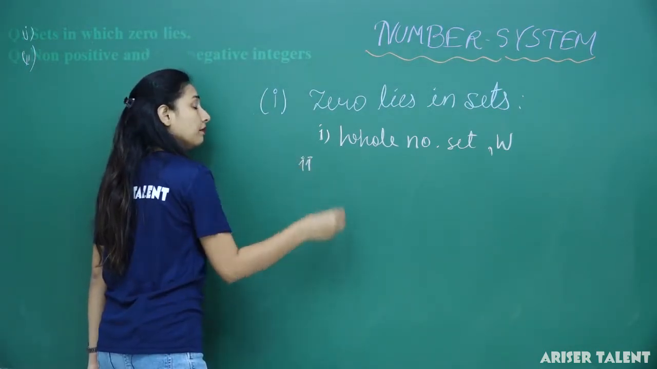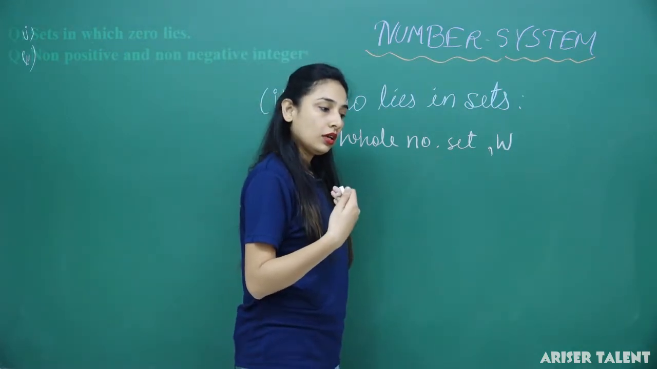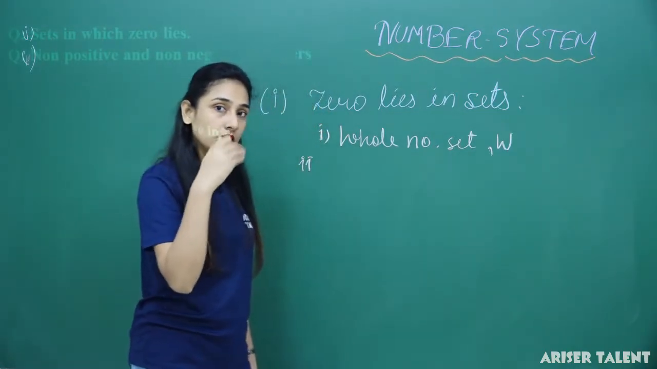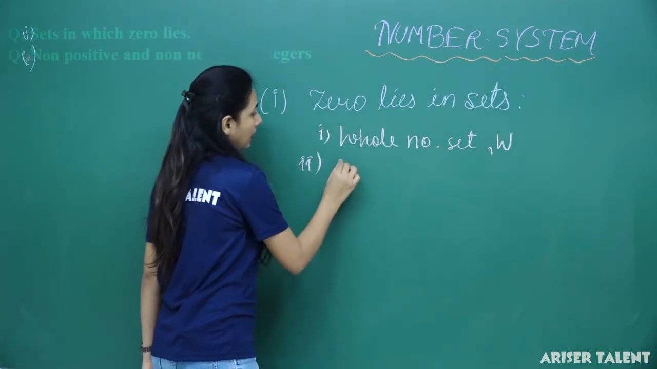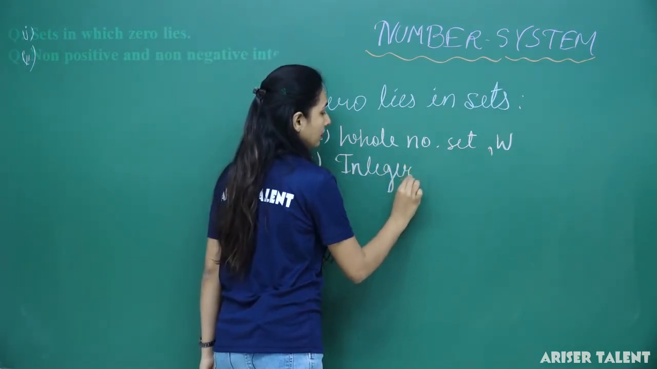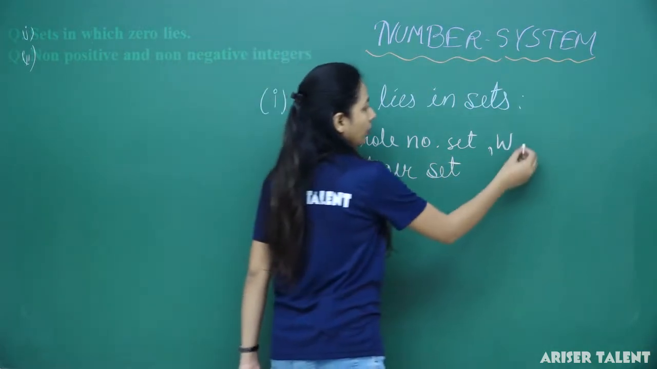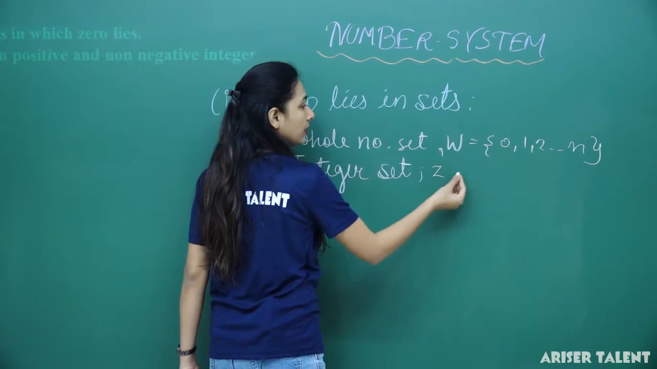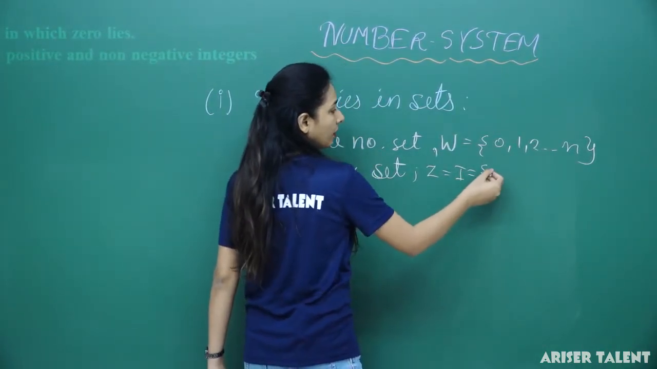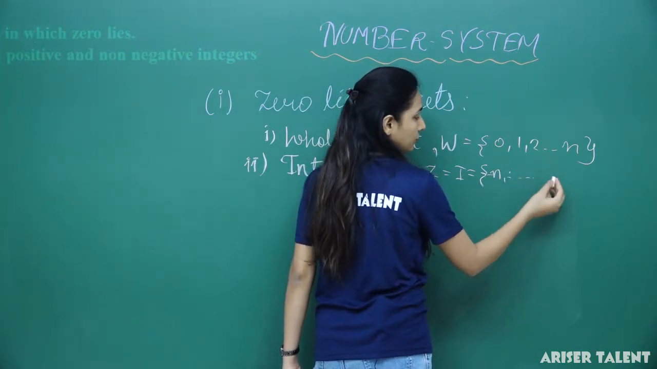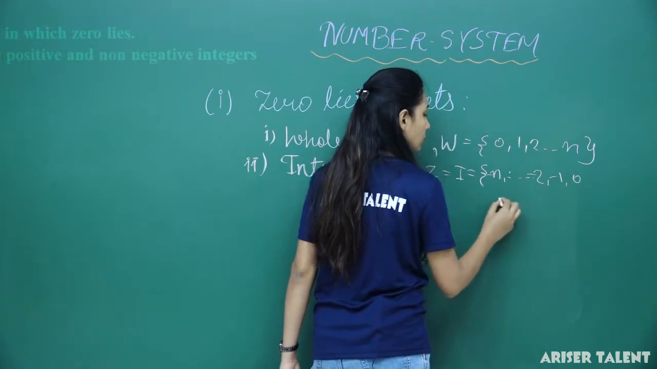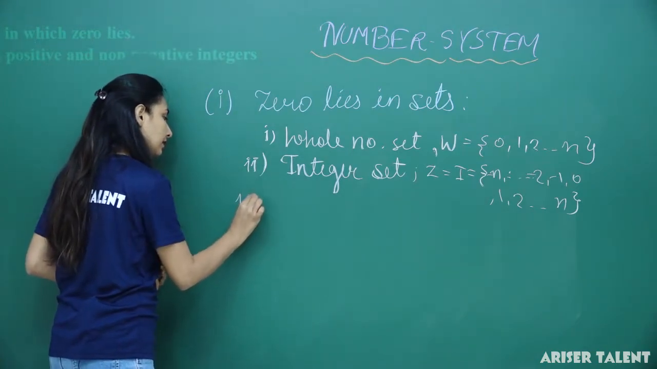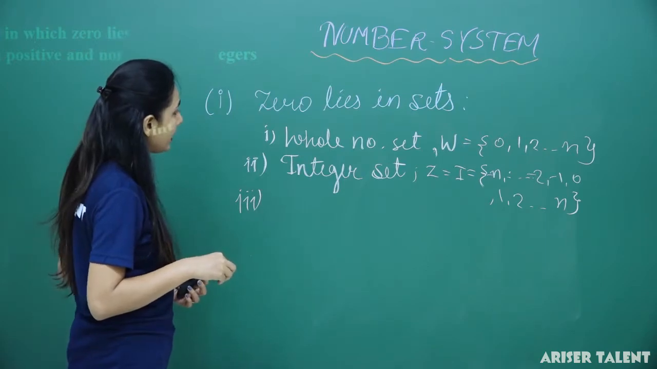Second thing, integers are from minus n to minus 3, minus 2, minus 1, then 0, then 1, 2, 3 up till n. That means it has 0 also here. So, we have it in integers, that was Z, you can say, or I, and that will be minus n to something like minus 2, minus 1, 0, 1, 2 till n. Okay. So, this was like that.